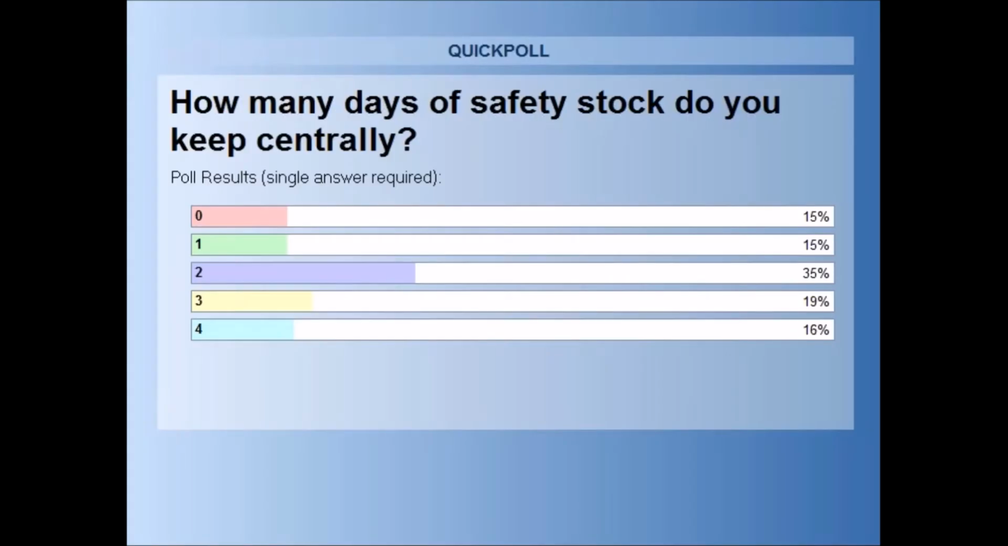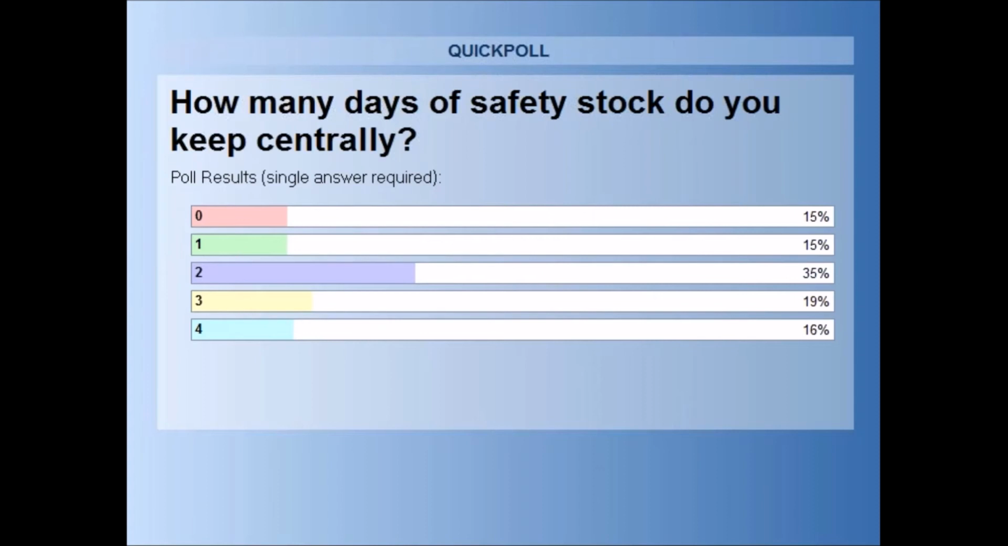Okay, so normally you should now see the result, right? So this is the result of the poll, and what we see here is that there seems to be a preference in the audience to keep 2 days of safety stock at the central DC, and for the rest, people seem to be a bit equal between 0, 1, 3, and 4, right?